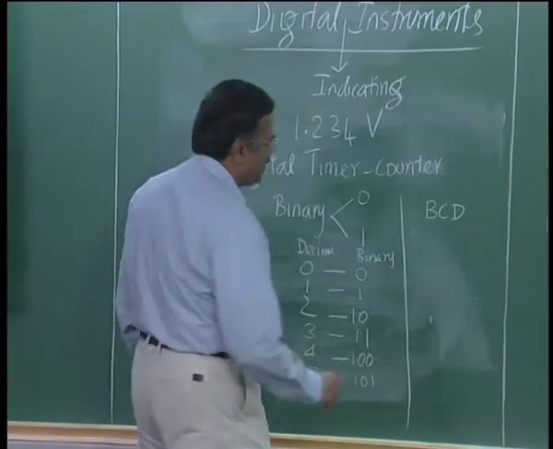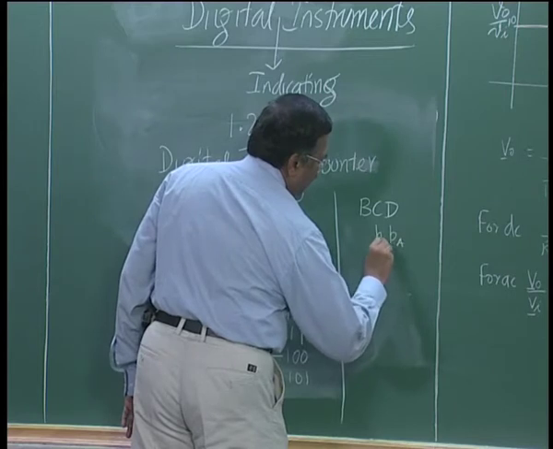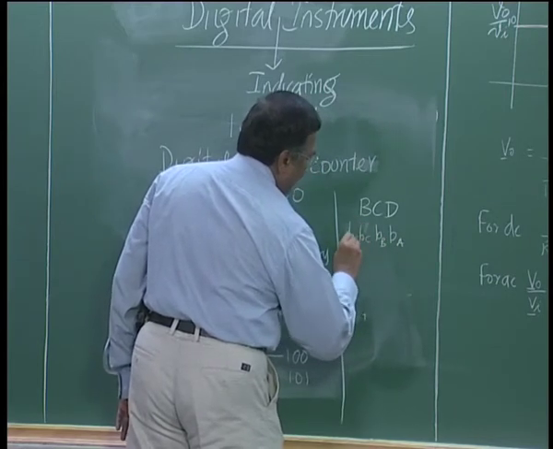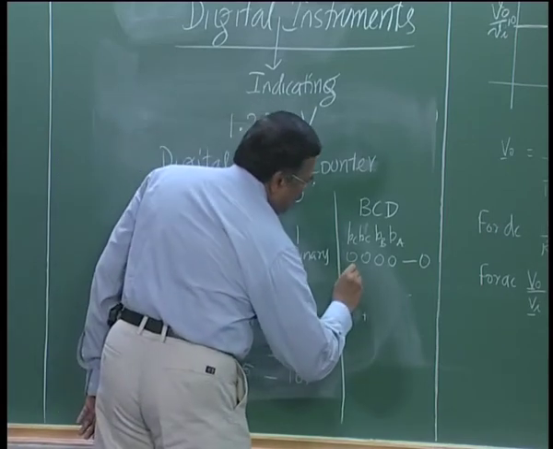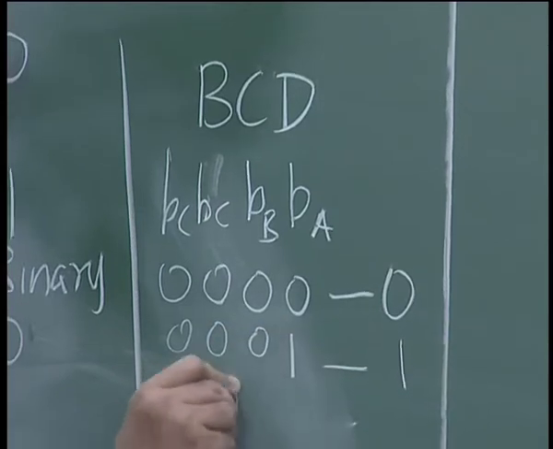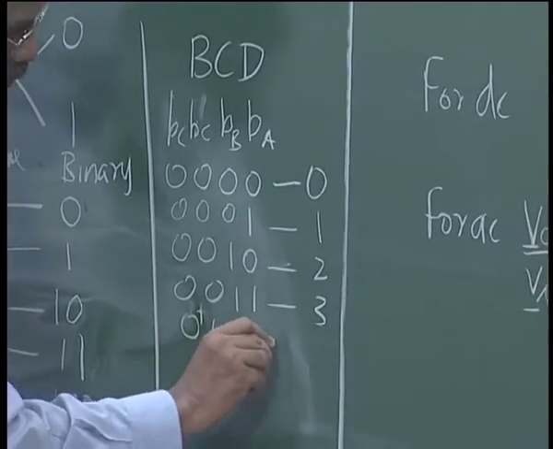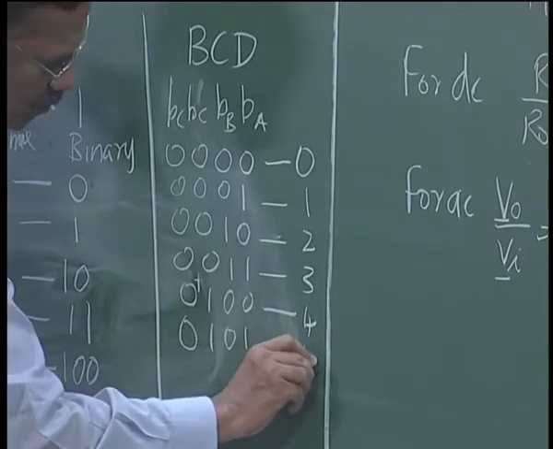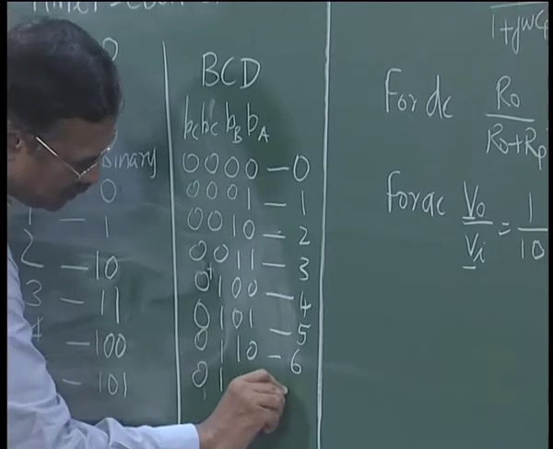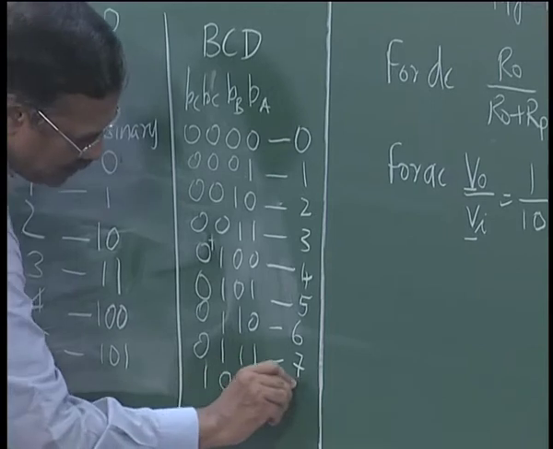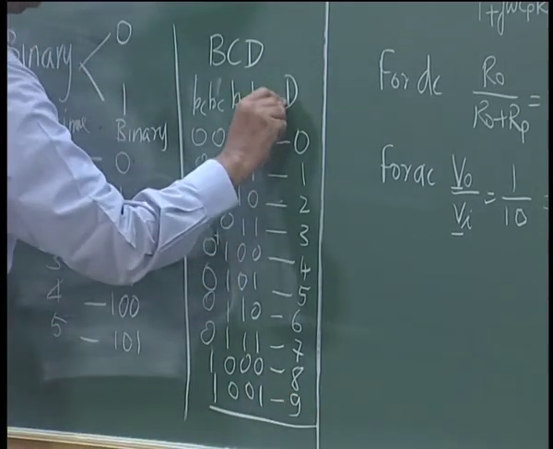In the binary coded decimal system we have 4 bits, so I call these bit A, bit B, bit C, and bit D. So, we have 0 0 0 0, that is 0, and 0 0 0 1, that is 1, 0 0 1 0 is 2, 0 0 1 1 is 3, 0 1 0 0 is 4, 0 1 0 1 is 5, 0 1 1 0 is 6, 0 1 1 1 is 7, 1 0 0 0 is 8, 1 0 0 1 is 9. So, this is decimal, and this is the binary.